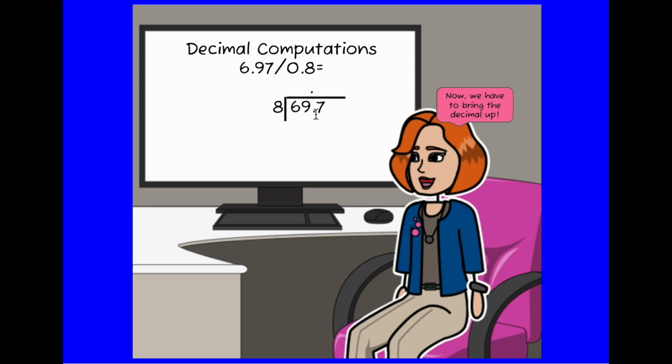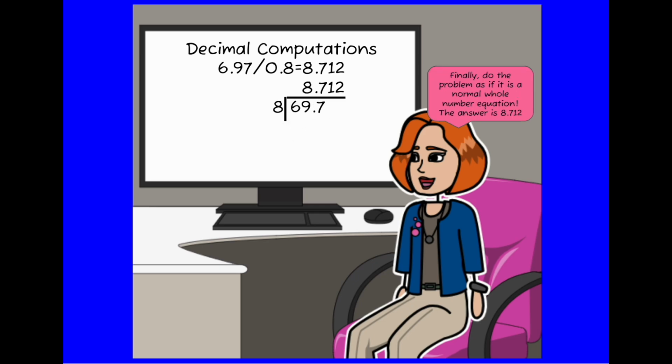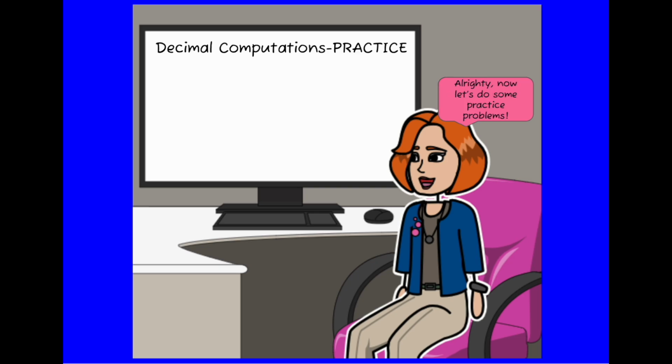Now we have to bring the decimal straight up. Finally, do the problem as if it is a normal whole number equation. The answer is 8 and 712 thousandths. Alright, now let's do some practice problems.